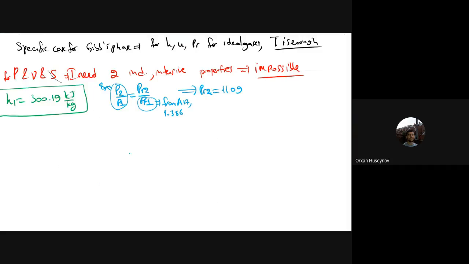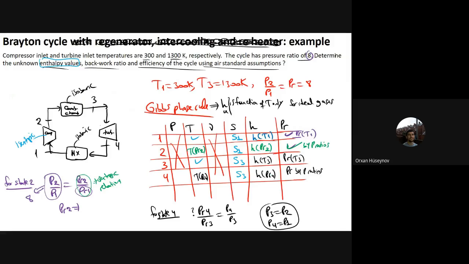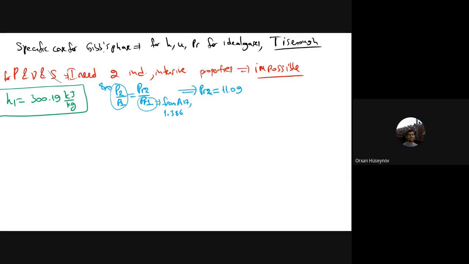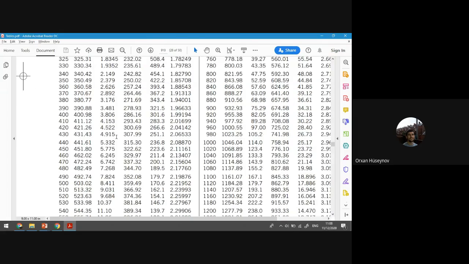And now I will go back to the chart again, because if you remember the process here, that enthalpy is a function of PR2, temperature is a function of PR2. So therefore, if I know the PR2 value, I will find the rest. But it is a specific case for Gibbs phase rule because I'm only working with one property that's a function of temperature only. So from this one, again, I use the A17. Okay. And let's go back to A17 and to the pressure value of 11 point something.